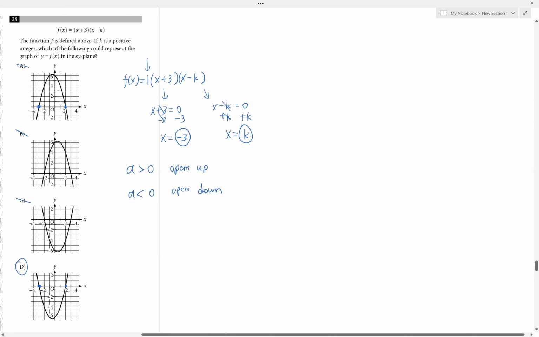Because the graph for A opens downward, that would be a negative a value in order to open down, which we don't have. So it opens up. From there, we can tell that it has to be D for number 28. All right, and that should do it. Okay, so letter D will be our final answer.